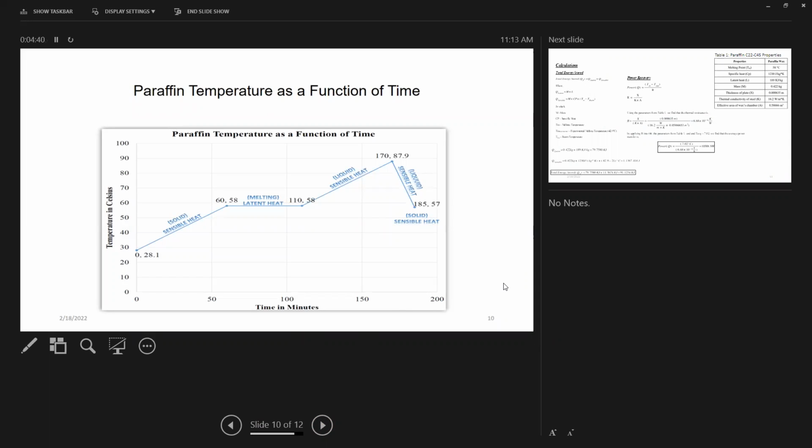Paraffin temperature as a function of time. We start at 0. This experiment takes almost 200 minutes, and we start with the sensible heat, until the wax starts melting here for the latent heat, and then we have liquid, which is a sensible heat again. We increase the temperature, and then we start getting the solidification, and the melted wax is going to convert to solid by circulation of the cold water.